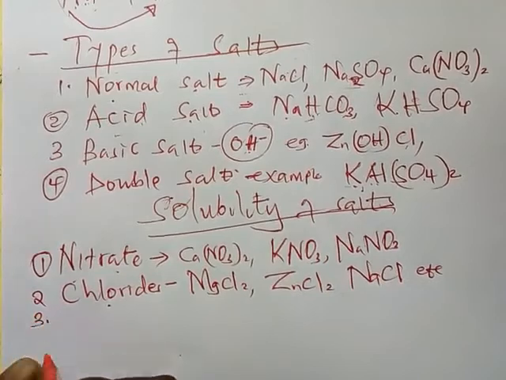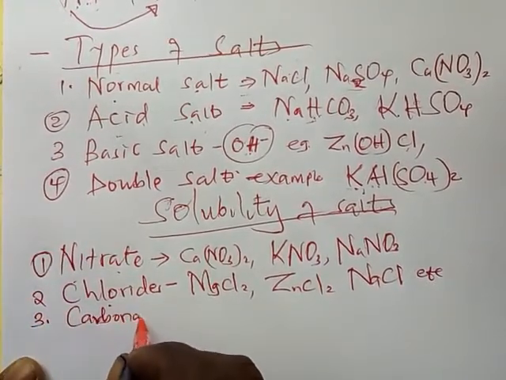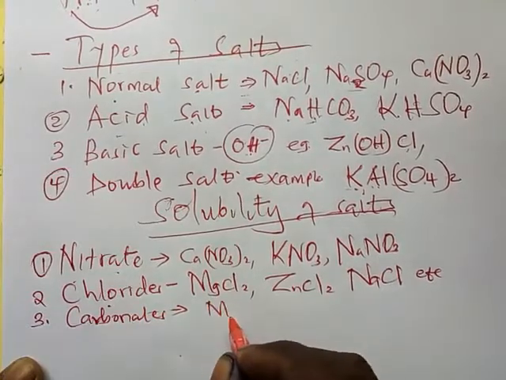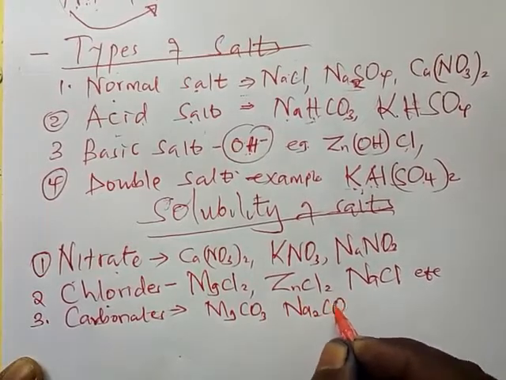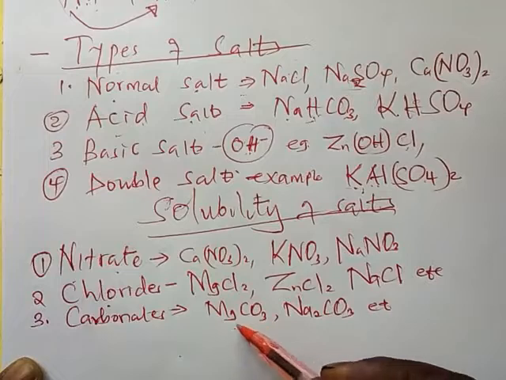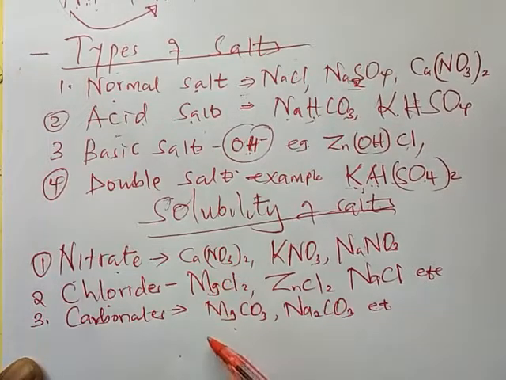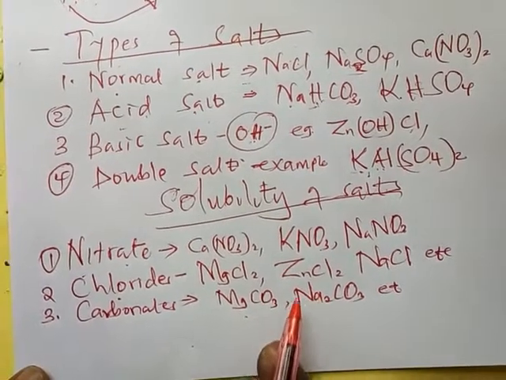And then number 3, we have carbonates. We have magnesium carbonate, sodium carbonate, etc. Every metal has each of every salt I'm talking about, except some metals which do not have some salts, but it is very few of them.